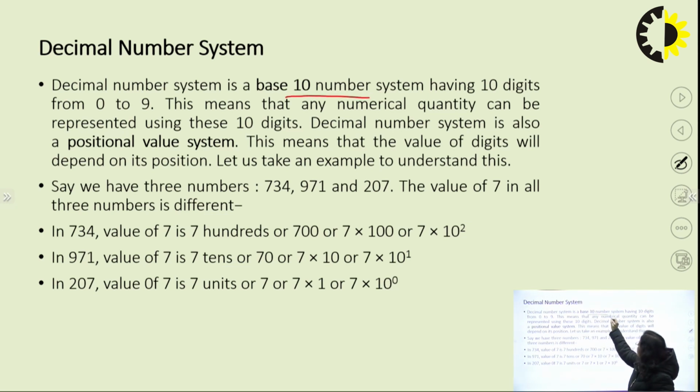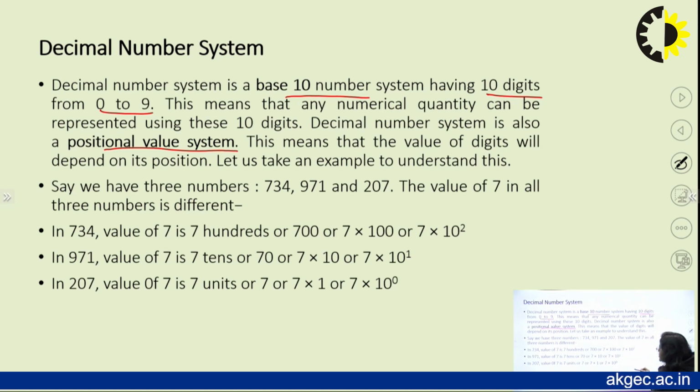This number system has base 10 and the 10 existing digits are from 0 to 9. This means any numerical quantity can be represented using these 10 digits. Decimal number system is also called a positional value system. This means that the value of a digit will depend upon its position.